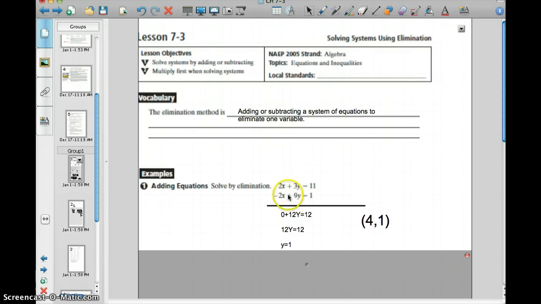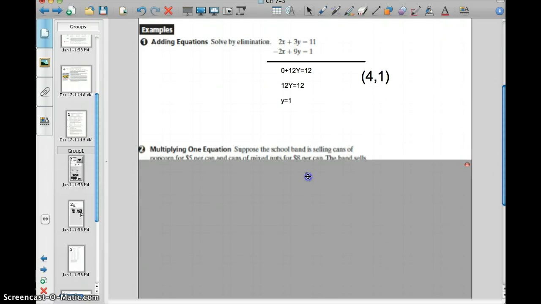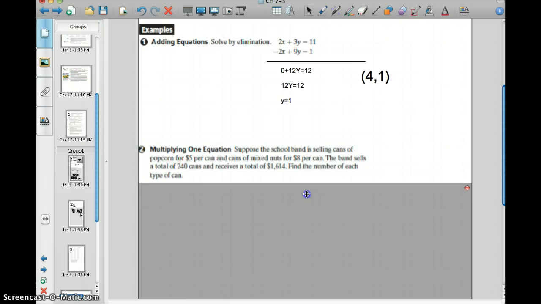It's pretty easy, especially when they're set up this way, and one of the variables is basically the opposite of the other in the other equation. If we look at our second example here, here's a great way where elimination will help us, but it's not as easy as the first example. We are selling popcorn and mixed nuts for $5 and $8 respectively, and we know that the band sold 240 cans. They made $1,614 is what they collected. So you want to find how many cans of each they sold.